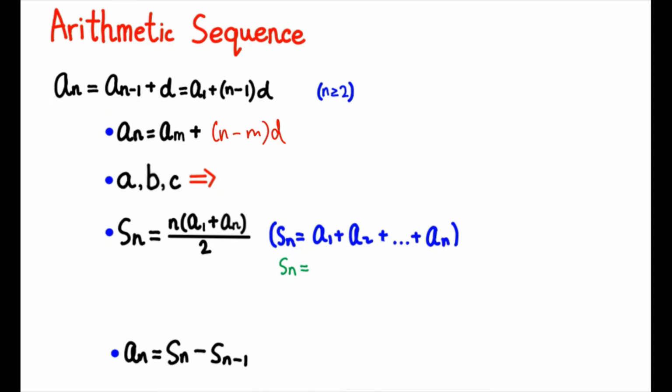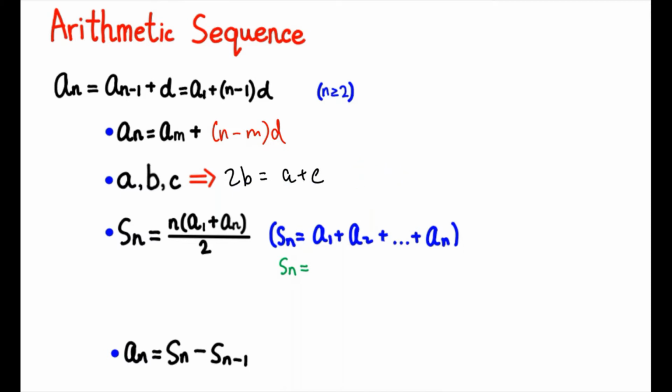Now, if variables a, b, and c are in an arithmetic sequence, this makes it so that 2b is equal to a plus c. This is because c minus b is equal to b minus a. By rearranging this equation, you'll get this over here.